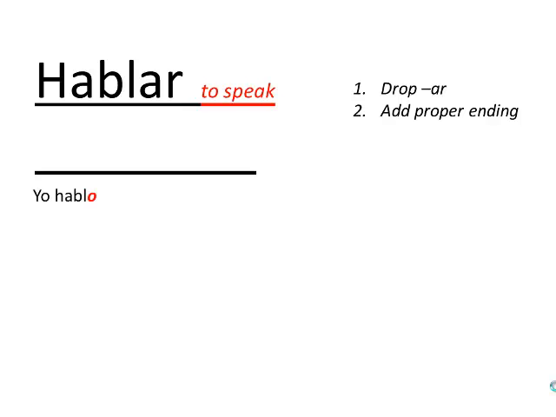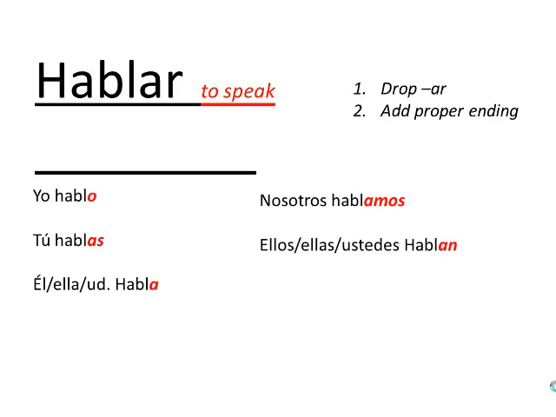So the following are the verb conjugations of hablar in the present tense. Yo hablo, tú hablas, él, ella, usted habla, nosotros hablamos, ellos, ellas, ustedes hablan. So what we did here is we dropped the AR on each of these and we added the proper ending. Now the endings are always going to be the same for every regular present tense AR verb.